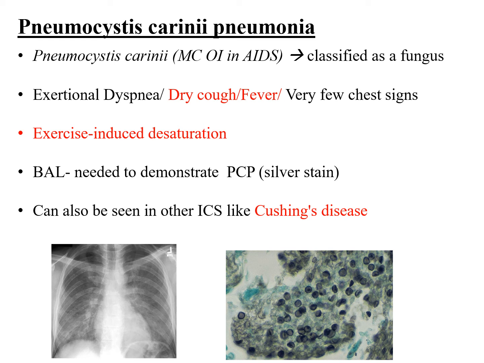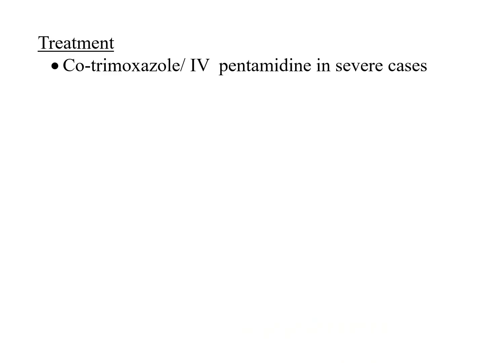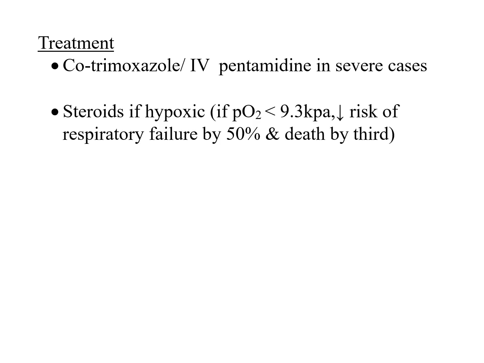Another important thing is that PCP is also seen in other immunocompromised conditions such as Cushing's disease. How do you treat? The drug of choice is cotrimoxazole, which is a combination of sulfamethoxazole and trimethoprim. If the patient is allergic to sulfa drugs, then you can use intravenous pentamidine. More importantly, if the person is hypoxic, where the partial pressure of oxygen is less than 9.3 kilopascal, you can supplement with steroids, preferably parenteral steroids. The benefit of giving steroids is that it decreases respiratory failure by about 50% and death by about one third.